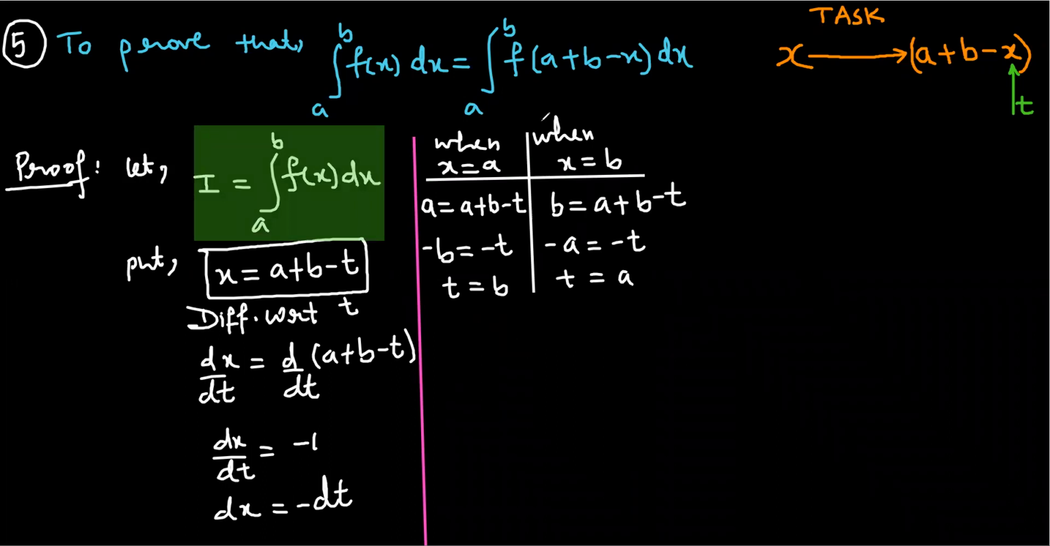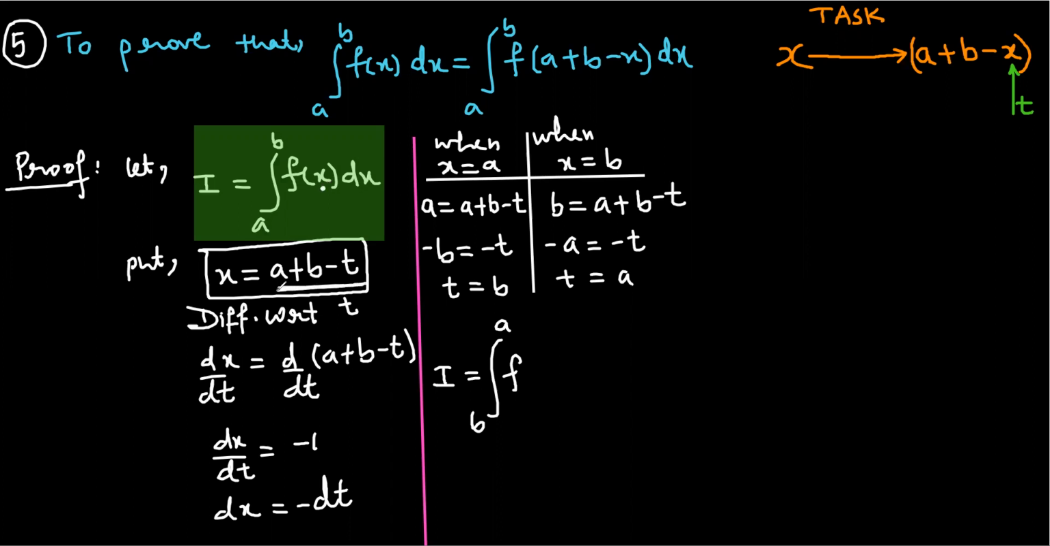Now you write the new integral. So I equals a to b f of x dx will become b to a, and f of x dx. What is x? X is a plus b minus t. See, what did I do? A to b will become b to a because I'm going to use the substitution. I'm not going to write x anymore. In place of x, I'm going to write this.